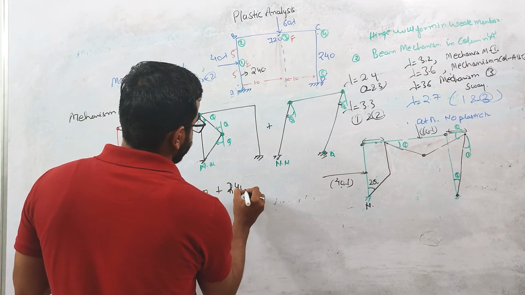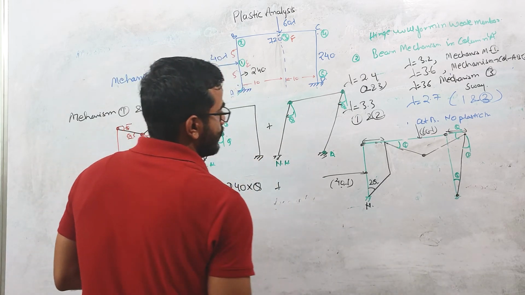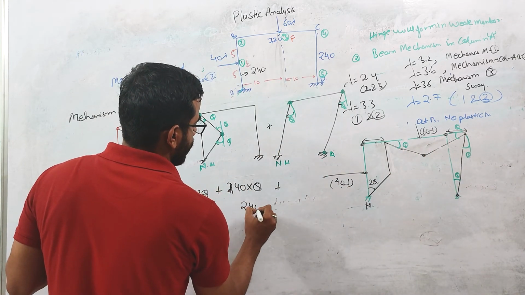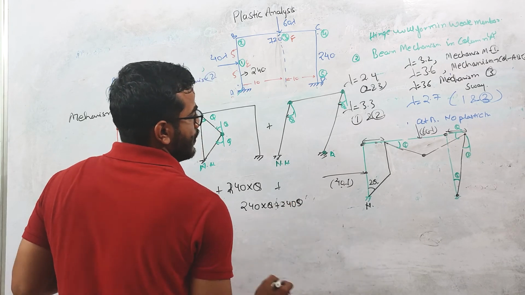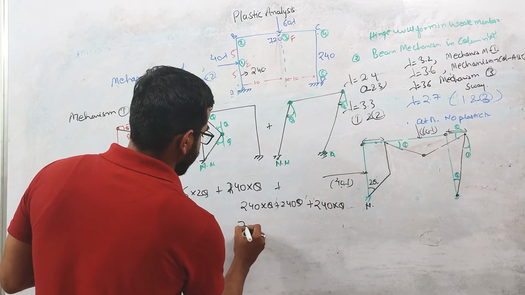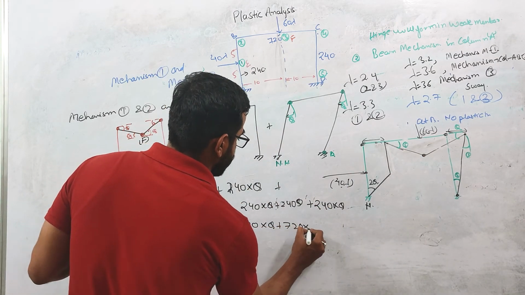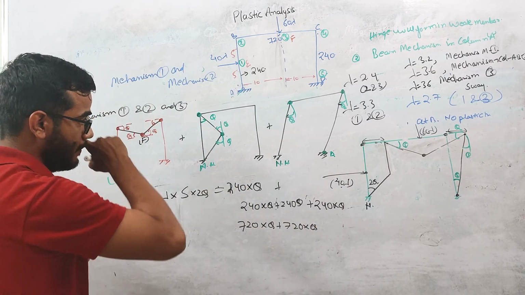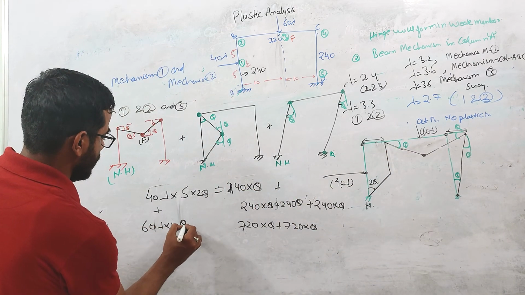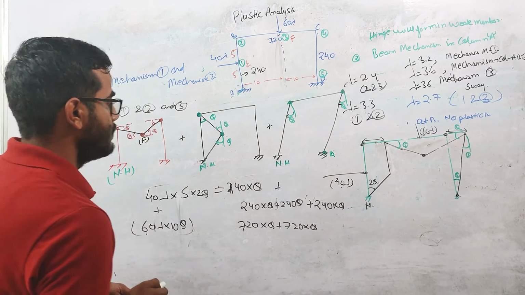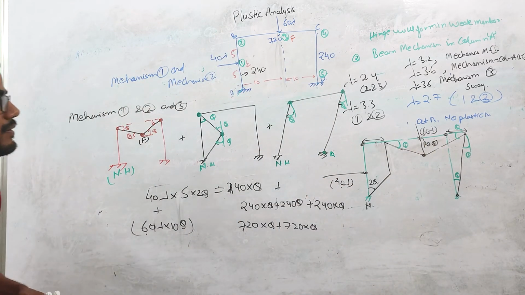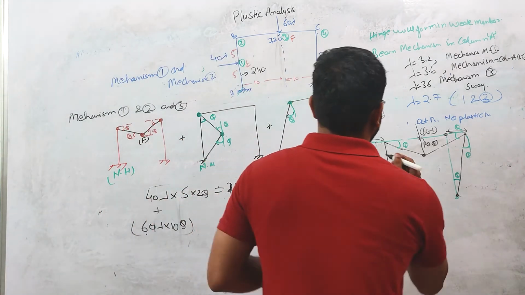So MP is 240 into theta plus, at this point again there will be 240 into theta plus 240 into theta. Here also there will be one internal work done, 240 into theta, and at this point it will be 720 into theta plus 720 into theta. This is internal work done, and at this point the external work done will be 60 lambda into 10 theta. Okay, this is 10 theta, right? So this is also the point of plastic hinge basically.